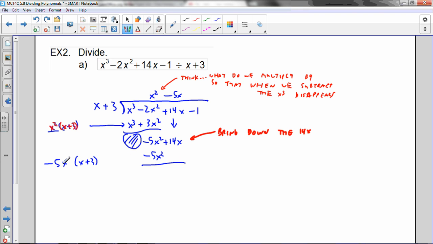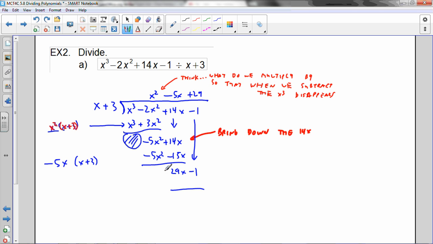All right, well, what's the rest? -5x times +3 is -15x. And then I subtract, watch your signs. 14x subtract -15x is 29x, and this is going to get a bit nasty. And of course, -5x squared, that's gone, just like I planned. Now I'm going to bring down the 1 and go again. Well, what number am I going to multiply by so that when I subtract, this part's gone?